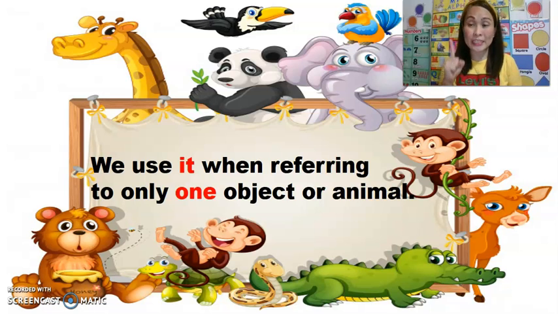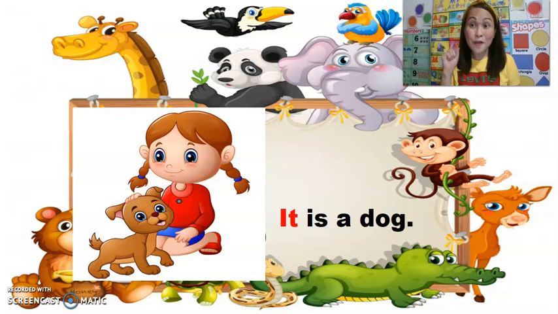We use the word it when we are referring to only one object or only one animal. Okay? Remember that. For example, look at the picture. The girl has a dog. How many dogs? Only one. Now, we will say, it is a dog. Again, it is a dog.